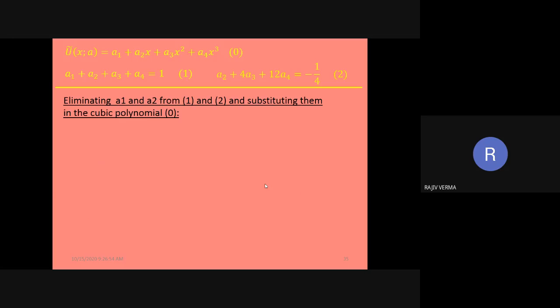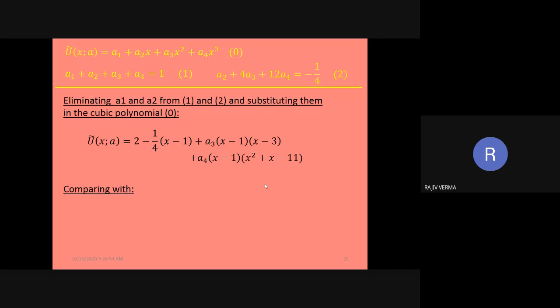But for the time being, we can eliminate A1 and A2 from equation number 1 and 2 and substitute them back in the cubic polynomial given by equation number 0. We can get the value of A1 and A2 from equation number 1 and 2, and we can substitute them back in equation number 0. And if we do this process, the trial function now is going to have a different form given by the equation on display.